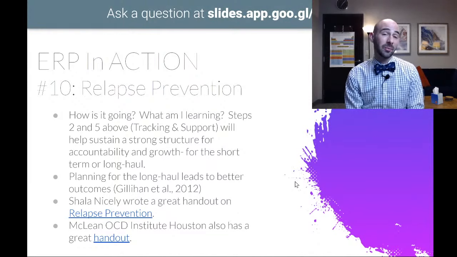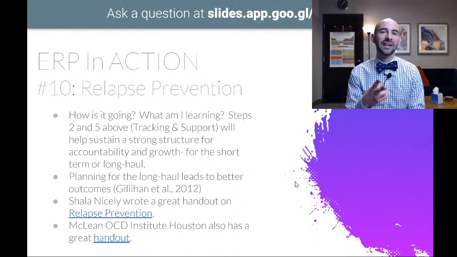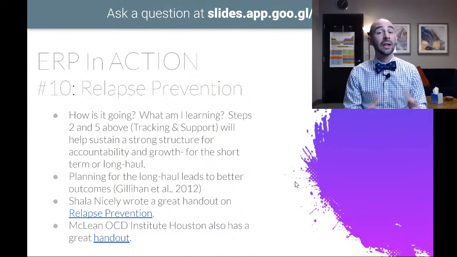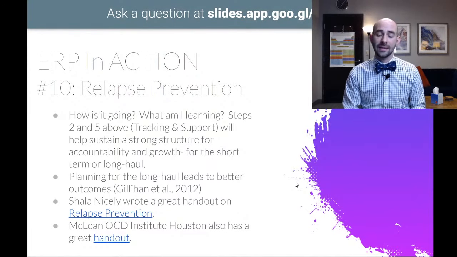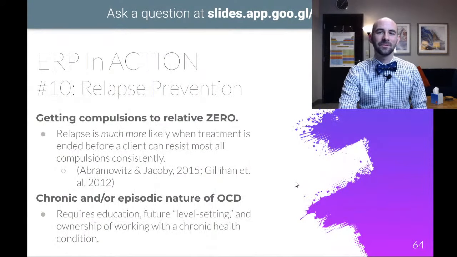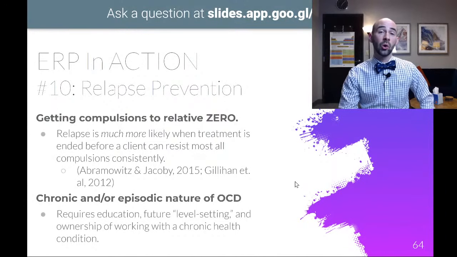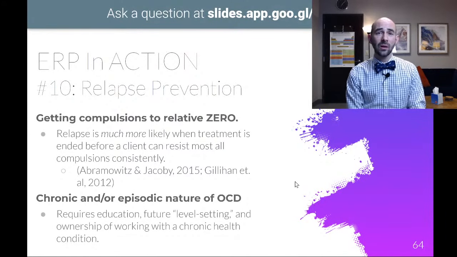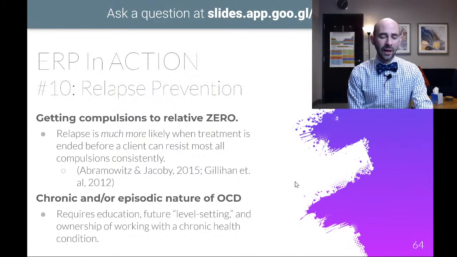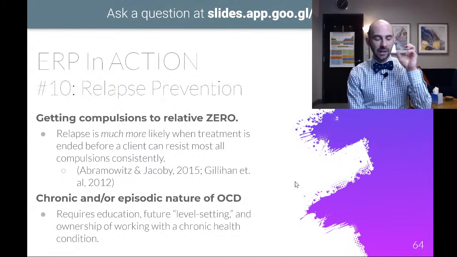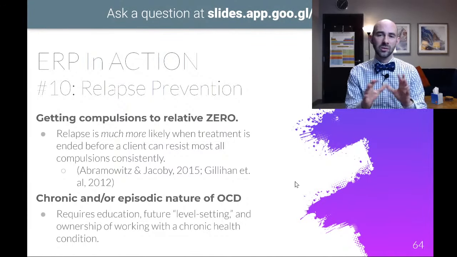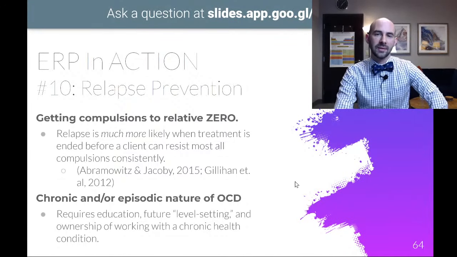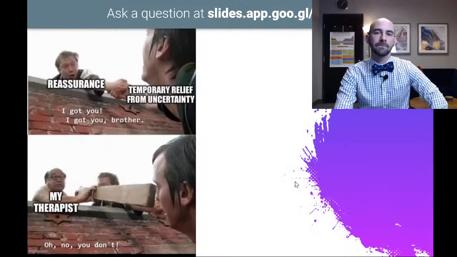Relapse prevention planning really helps. Two resources: Shala Nicely wrote an excellent article on this, so check out the link there. And then McLean OCD Institute in Houston has an excellent handout there too. Our main goal is getting those compulsions to relative zero. It's not a perfectionistic game, but if we have any untreated areas of OCD, a person is way more likely to relapse. So we have to address all these things and just remember that chronic and/or episodic nature of OCD.